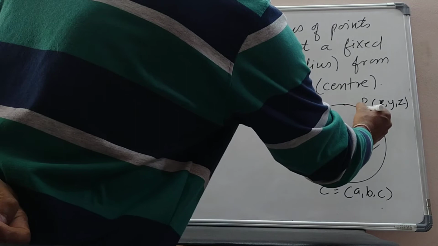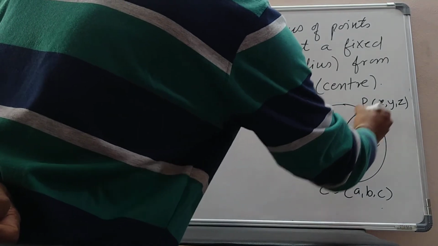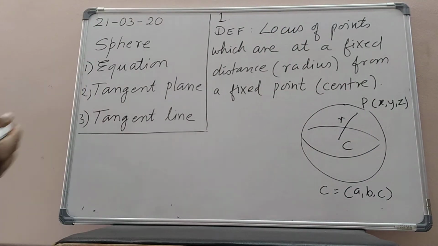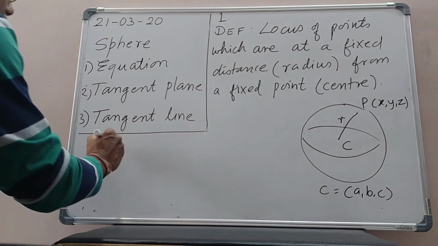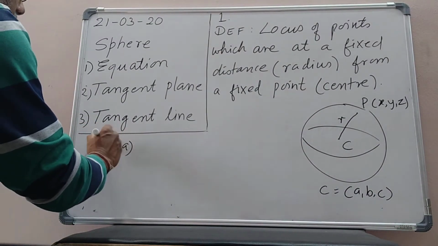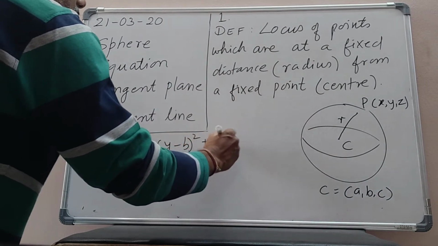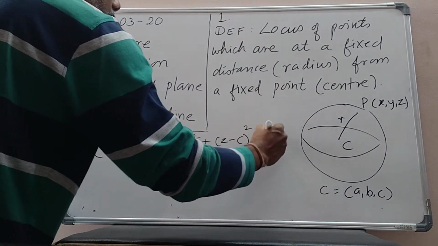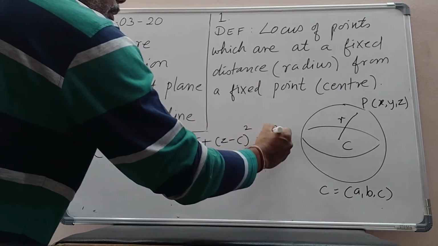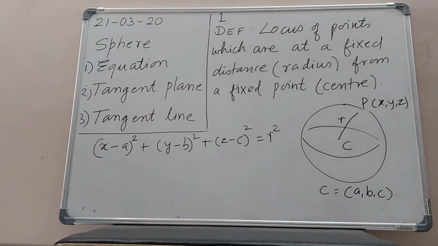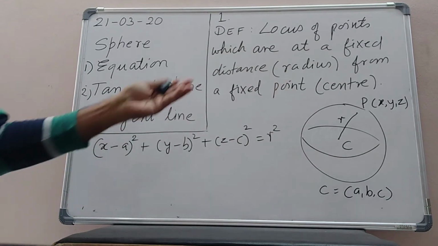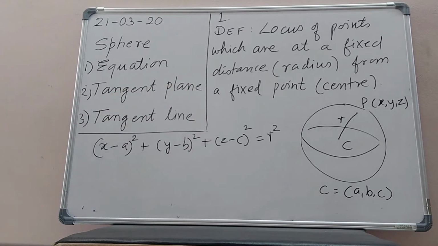So this distance, let's say, is r, the radius. So (x minus a) square plus (y minus b) square plus (z minus c) square equals r square. P is a variable point, so x, y and z are variables. And if the coordinates satisfy this, what we have got is the equation of a sphere.